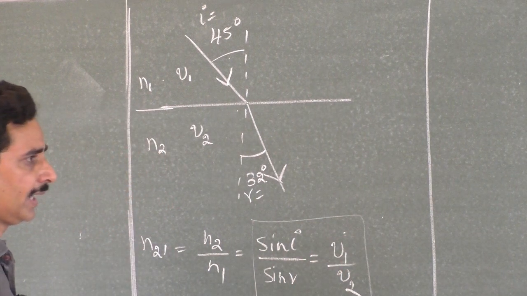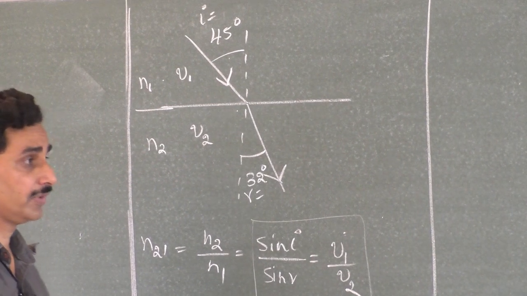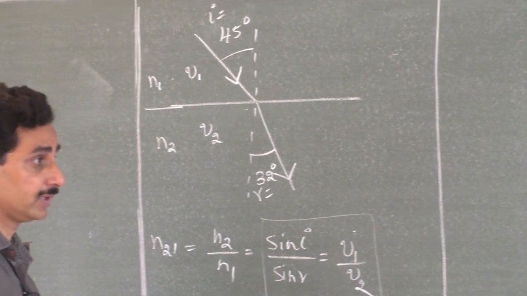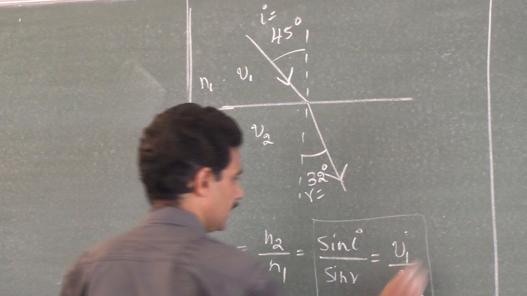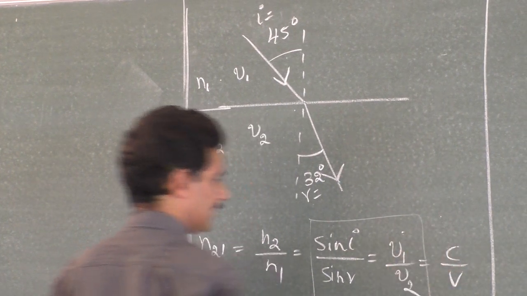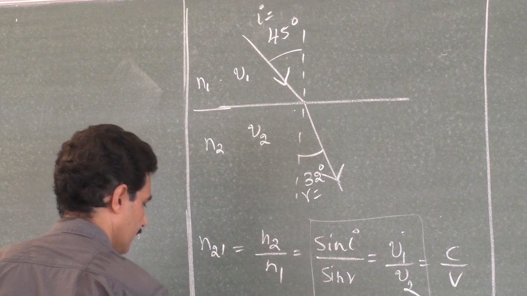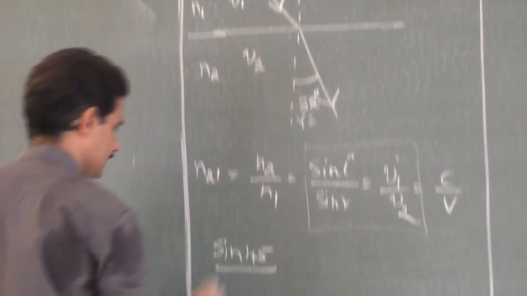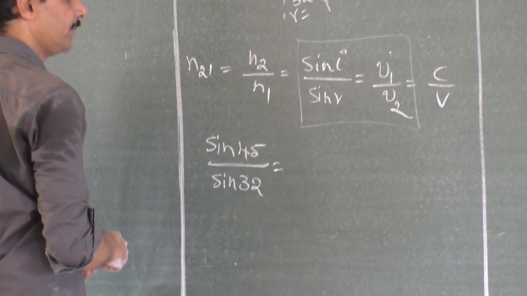Directly writing, it is a beam of light incident towards the surface of a liquid. What about the first medium? Nothing is referred, it is air. You need not worry about that. So you can write C by V. What is the speed of light in the liquid? Sine I, sine 45, by sine R, sine 32, is equal to C by V.